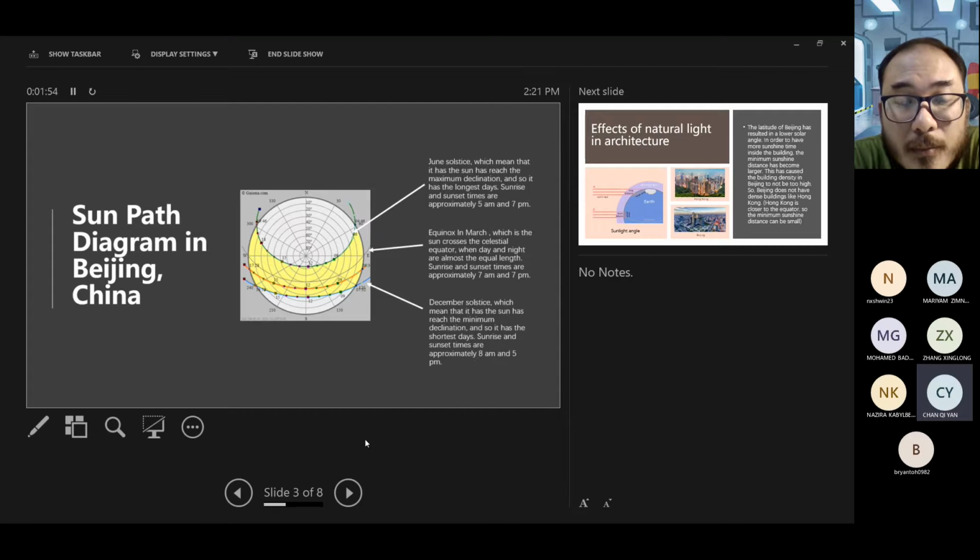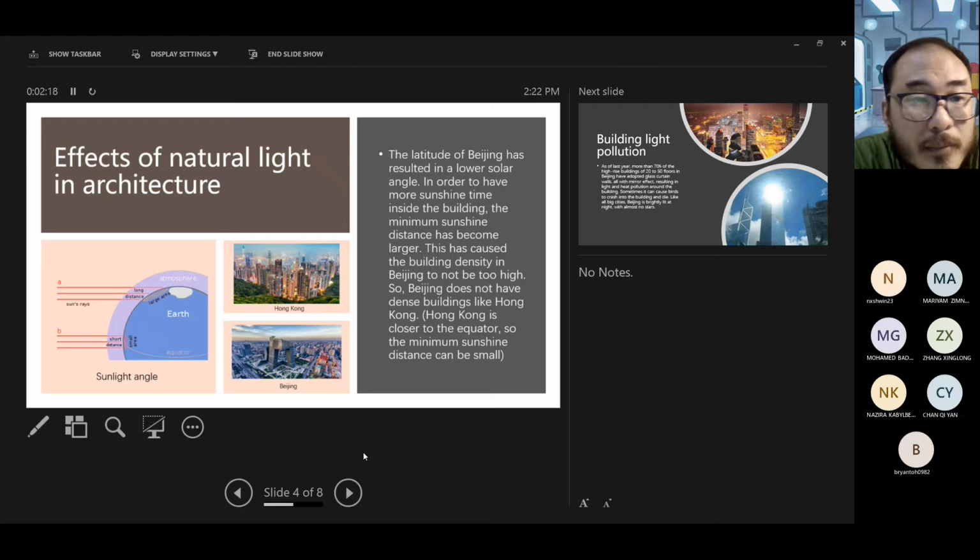Sunrise and sunset times are almost 7 a.m. to 7 p.m. And the bottom line is the December solstice. December solstice means that the sun has reached the minimum declination, and so it has the shortest day. The sunrise and sunset times are around 8 a.m. to 5 p.m. Next.